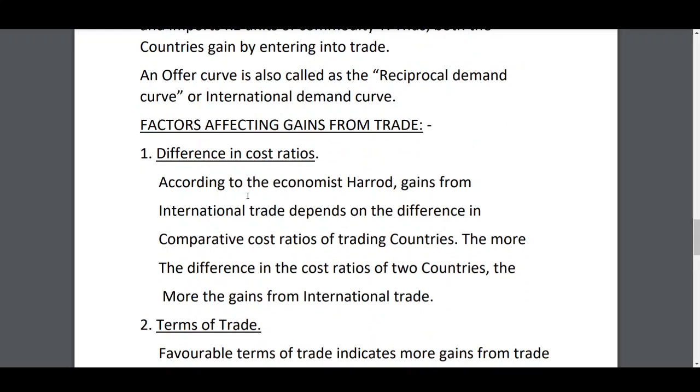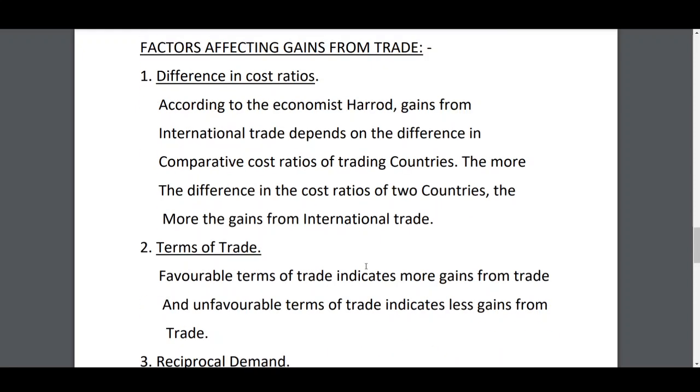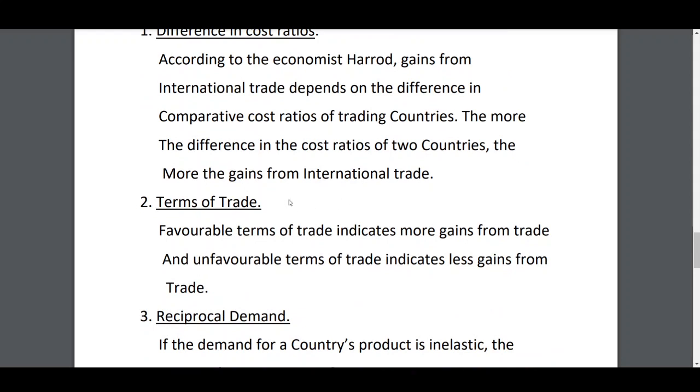So the first factor that influences gains from trade is difference in cost ratio. According to the economist Herod, the difference in the comparative cost ratio leads to gains from international trade. The more the difference, the more will be the gain. The less the difference in the cost ratio, the less will be the gain from international trade.